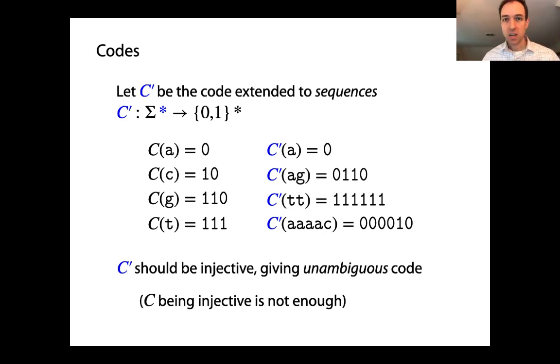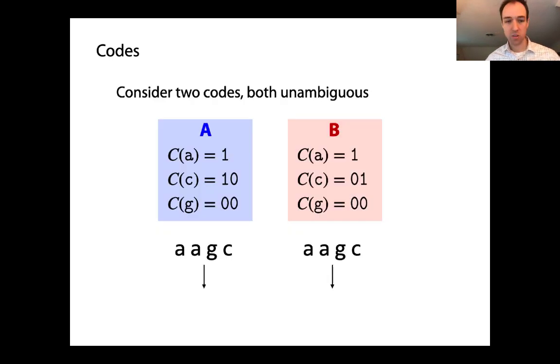So let's consider a couple of codes, both of which have this property. So here are 2 codes that are both unambiguous, A and B. And let's say I use code A to encode that first string, AAGC. What am I going to get? I'm going to get 1, 1, 0, 0, 1, 0. Okay? And let's say I use the other code now to encode that same string. I'm going to get 1, 1, 0, 0, 0, 1. So only slightly different.